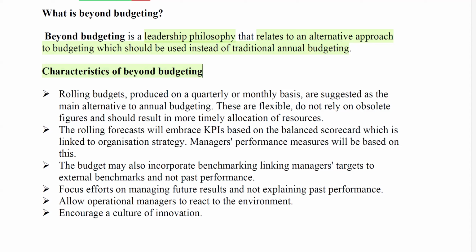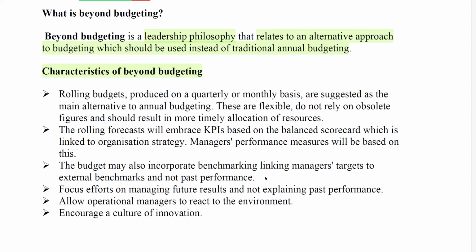One, rolling budgets produced on a quarterly or monthly basis are suggested as the main alternative to annual budgeting, right? They are flexible, do not rely on obsolete figures, and should result in a more timely allocation of resources. The rolling forecast will embrace key performance indicators based on the balanced scorecard, which is linked to the organization's strategy. So managers' performance measures will be based on this. And the budget may also incorporate benchmarking, linking managers' targets to external benchmarks and not past performance.